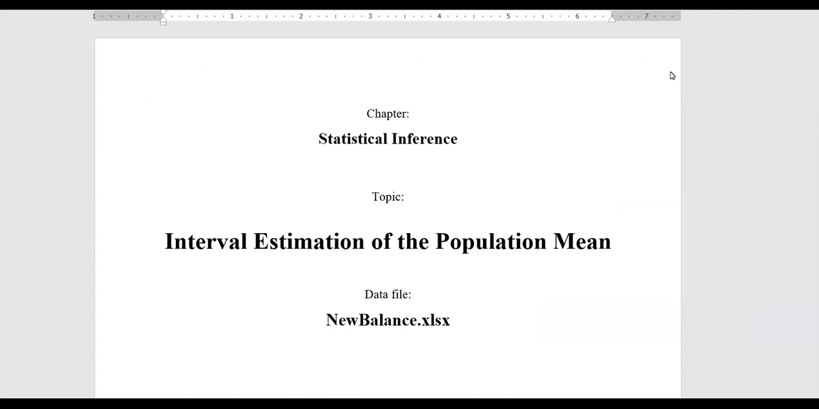In this video, we're going to see how we can generate interval estimation for population mean. For this, we're going to use data file NewBalance.